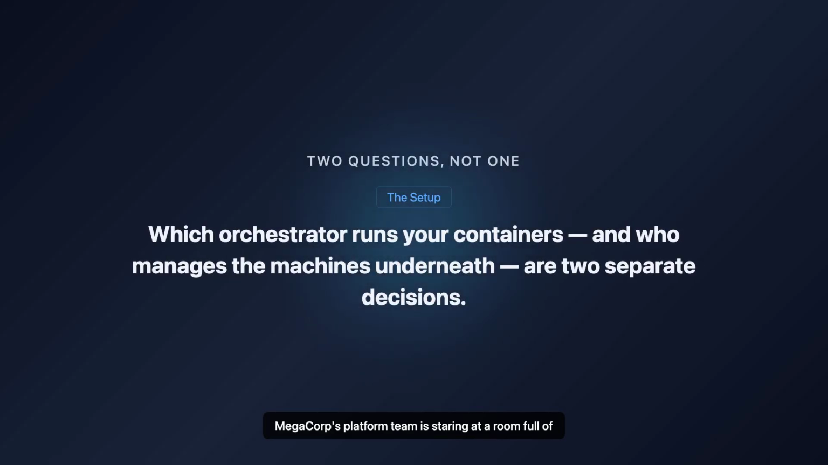MegaCorp's platform team is staring at a room full of hand-managed EC2 instances they're about to modernize into containers. And here's what trips people up. They treat it as one decision when it's really two. Which orchestrator schedules the containers and who manages the machines underneath? Pick the wrong axis, and a perfectly good answer quietly becomes the wrong one.